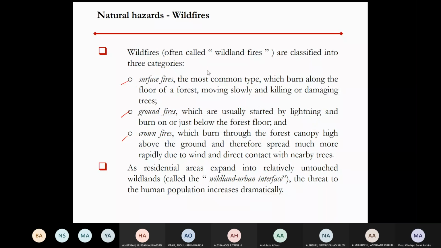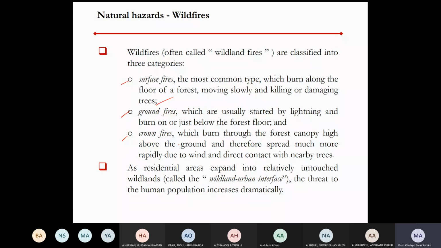So this part where you have the leaves and all that is called the surface of the forest. When you have the fire burning on this surface, we call it a surface fire. It's the most common type and it burns along the floor of the forest, moving slowly and killing or damaging trees. As for ground fires, this happens on the ground itself, usually started by lightning, and burns on or just below the forest floor. That is below the surface fire.